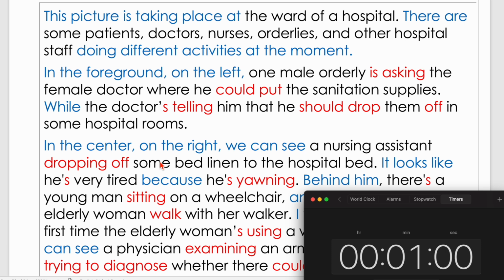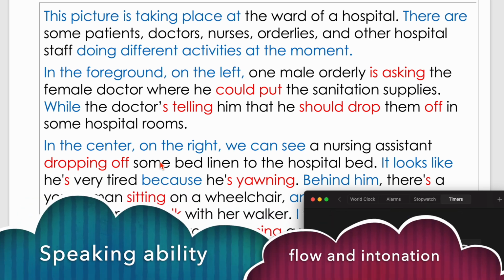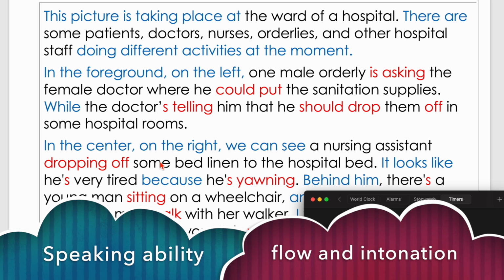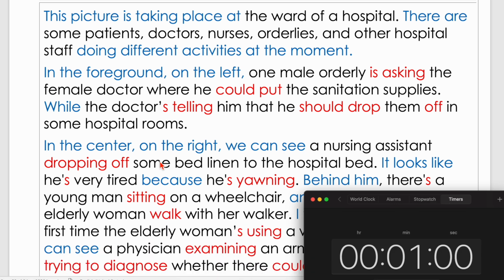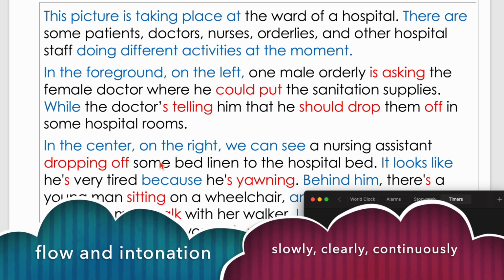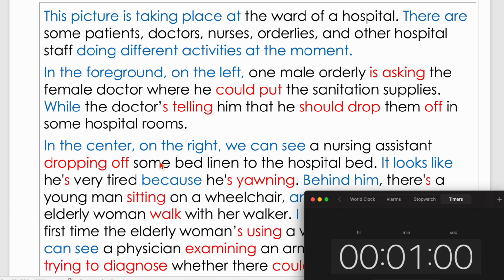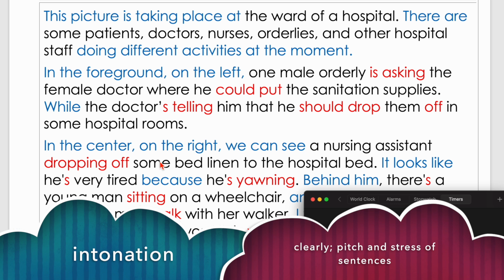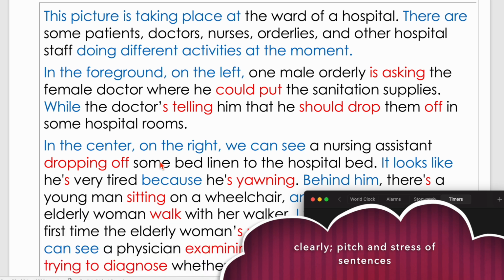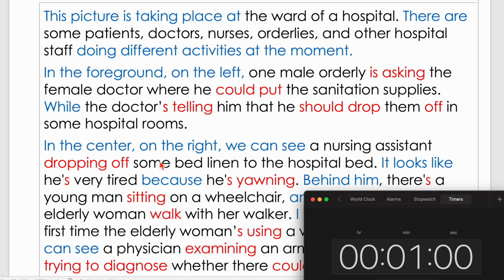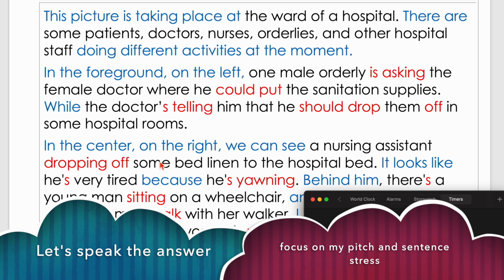But level 9s or higher, we need to be able to speak this in 1 minute with very good flow and intonation for this level. Flow slowly and continuously and clearly. Okay, intonation clearly and stressing the sentences in the correct places according to how we're speaking. Okay, so I'm going to be speaking this answer now in 1 minute, and you should follow along and focus on my flow and intonation.